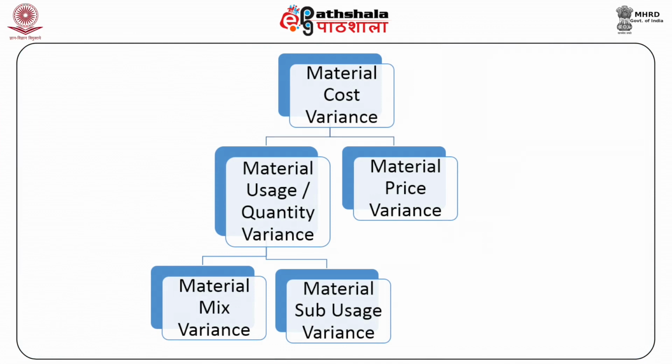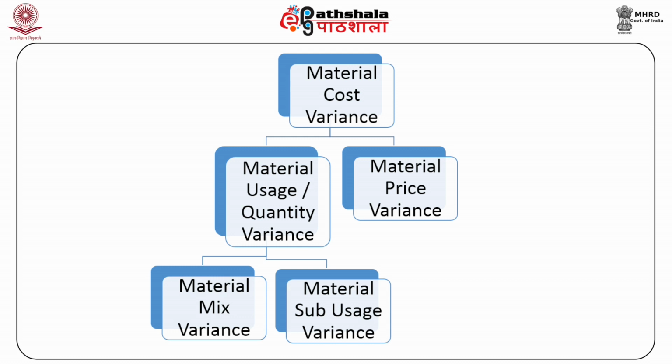First, material cost variance is the difference between the standard cost of material allowed for the actual output achieved and the actual cost of material used. It is favorable when the actual cost of material is less than the standard cost of material for actual output and adverse when actual cost is higher than the standard cost. Material cost variance can be further subdivided into material price variance and material usage quantity variance.